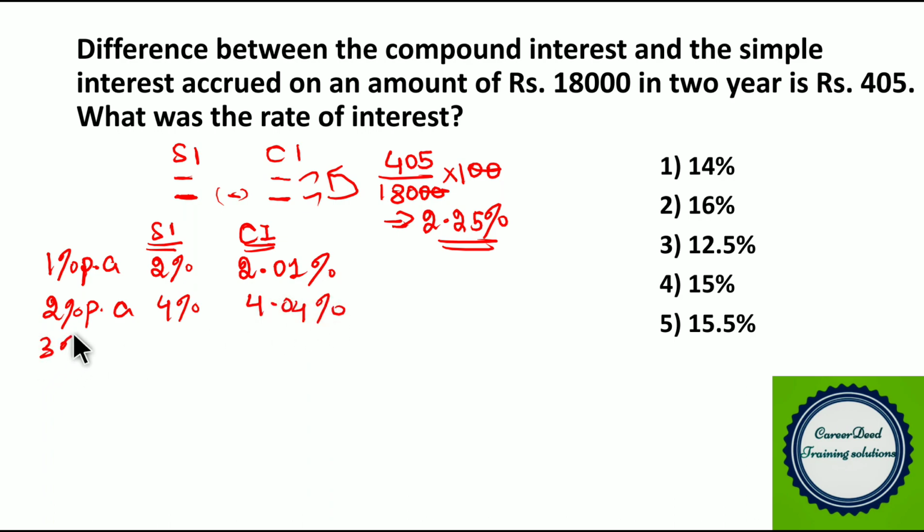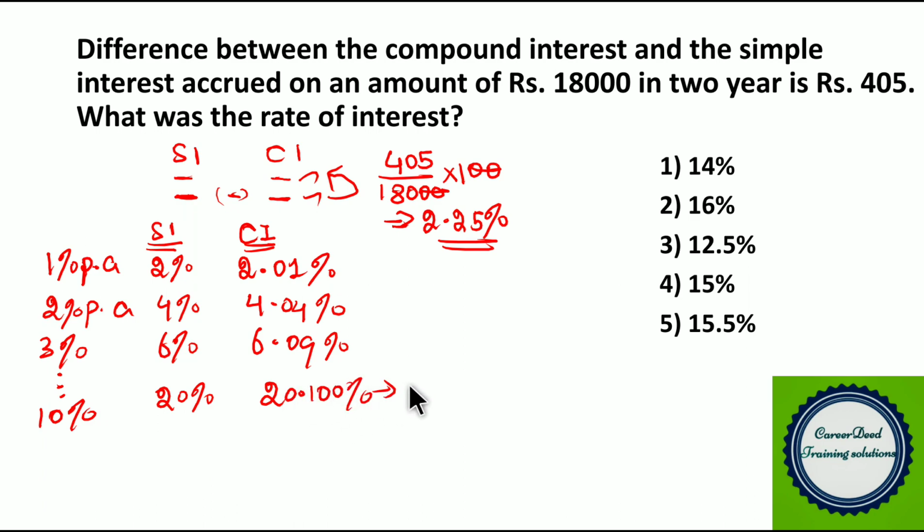If it is 3% in simple interest, for 2 years this will be 6%, and in compound interest that will be 6.09%. Now if it is 10%, in simple interest for 2 years this will be 20%, and in compound interest that will be 20.100, which you can write as 21%. So the difference between simple and compound interest here is 1%, here it is 0.09%, here it is 0.04%, and here it is 0.01%. Now please listen carefully.